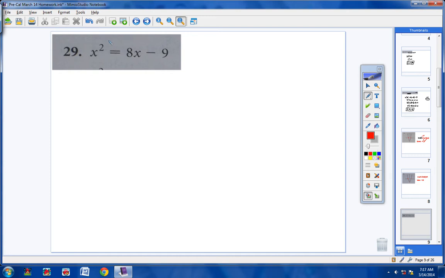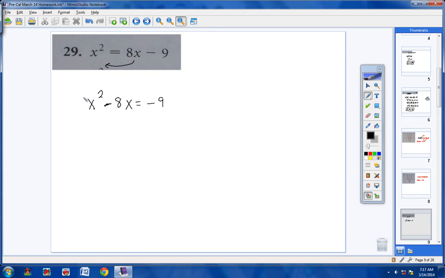Now, the directions for 29 and 33 say solve by completing the square. Solve by completing the square. So here we go. I have taught you that step 1 is to put your x squared and your x term on the left side and your constant term on the right side. So I'm going to take this 8x and bring it over here to the left side and make it negative. Okay, I've taught you to do that.